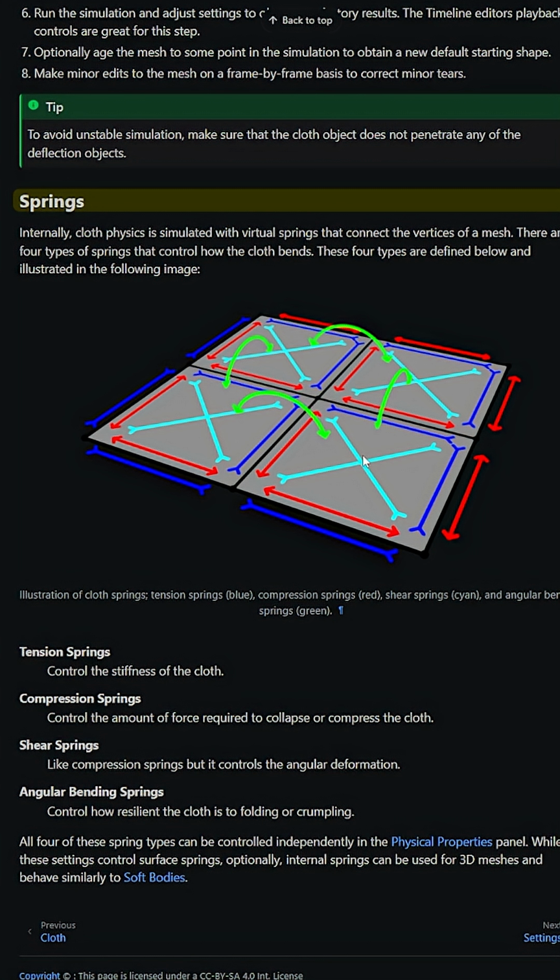So you can imagine that if you had really low shear and compression values, you'd get a very lightweight cloth. Whereas if you had high values across all these things, you'd get a very kind of stiff cloth.